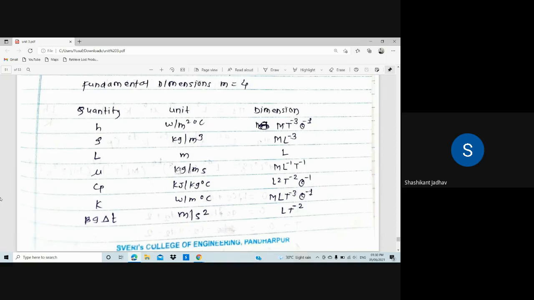Okay, so all of you write down the unit of each quantity on your own, then write down the dimension of each quantity on your own. Don't look at the screen, do it by yourself.